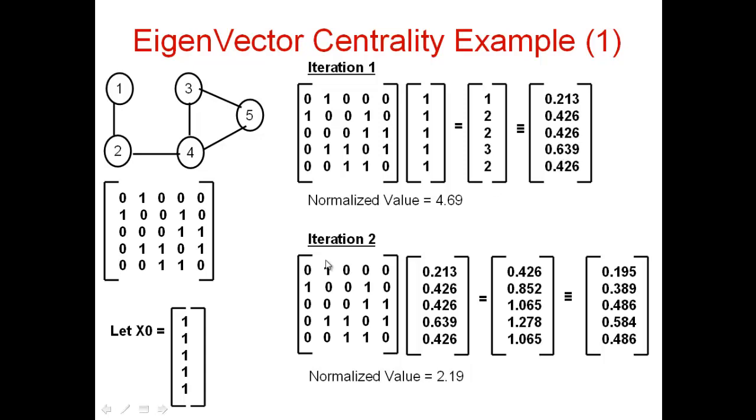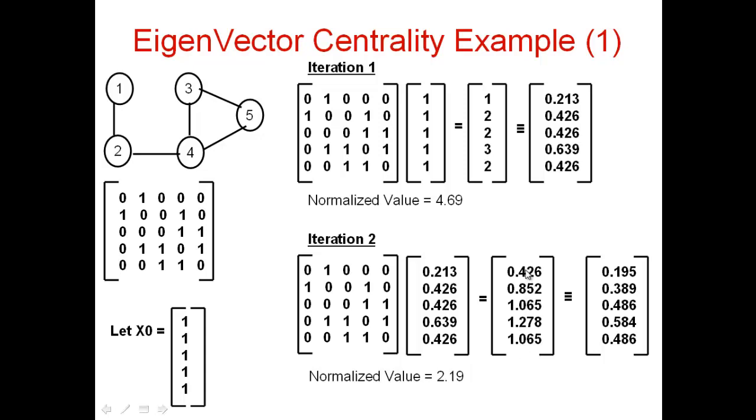So now for the second iteration, use that column vector instead of the unit vector of all ones to multiply with the adjacency matrix. Again, you have to multiply the adjacency matrix times that column vector like this. And this is the product vector. So it's 0 times 0.213 plus 1 times 0.426 plus 0 times each of these. You get this 0.426. And then normalize this.